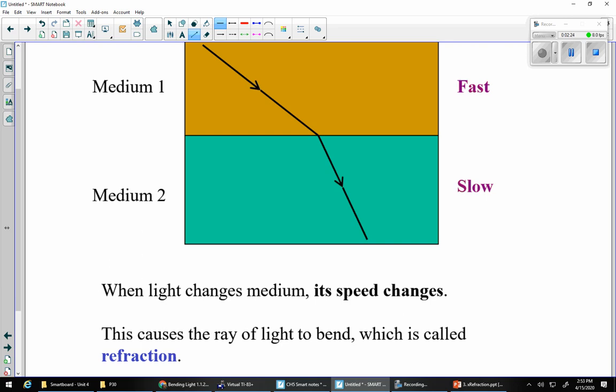If I were to draw a normal line on this, we'd also notice that it's bending closer to the normal line. So my incident angle, which I'll draw in blue, theta I, is definitely bigger than my refracted angle. And remember, we're going to use capital R for refracted. Lowercase r was for reflected wave. And it's definitely bent closer to that normal line. Again, the normal line is 90 degrees to the surface.